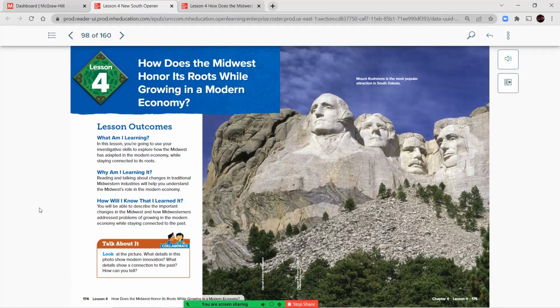We're going to continue reading about the Midwest. This lesson is titled, How Does the Midwest Honor Its Roots While Growing in a Modern Economy? In this lesson, you're going to use your investigative skills to explore how the Midwest has adapted in the modern economy while staying connected to its roots. Reading and talking about the changes in traditional Midwestern industries will help you understand the Midwest's role in the modern economy.